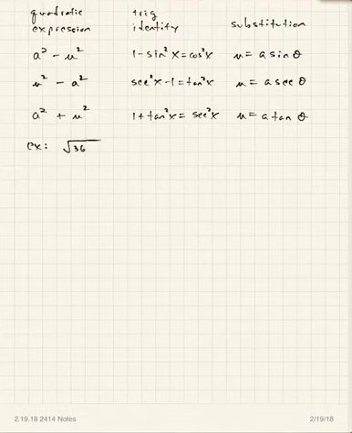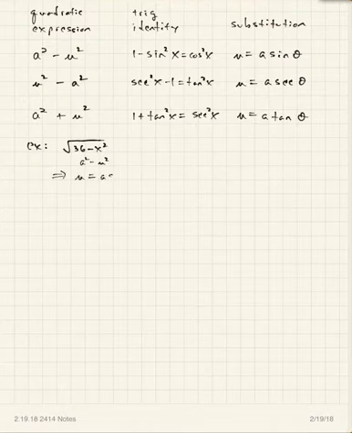The next example, again just an algebraic expression, would be the square root of 36 minus x squared. So we go up to the top and look at what quadratic expression that matches up with, and it matches up with a squared minus u squared. And so our substitution here would be to let u be equal to a sine theta in this form.